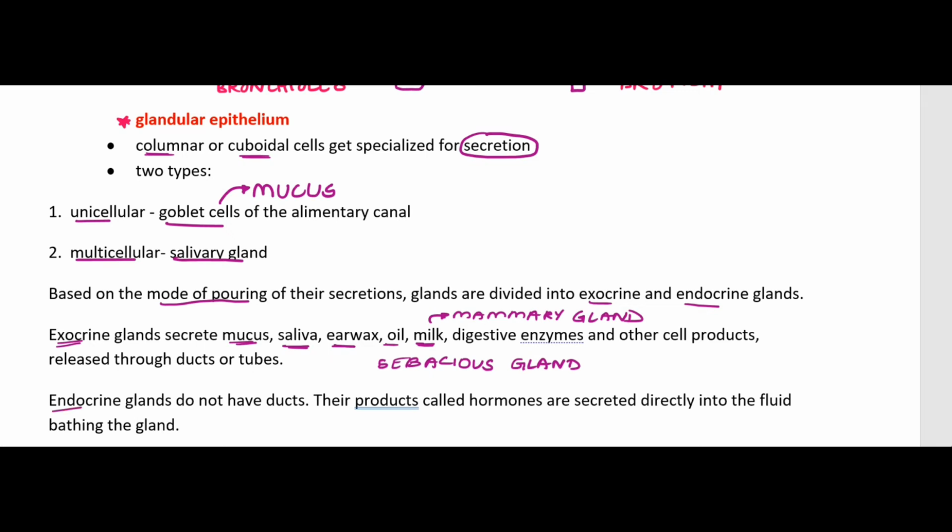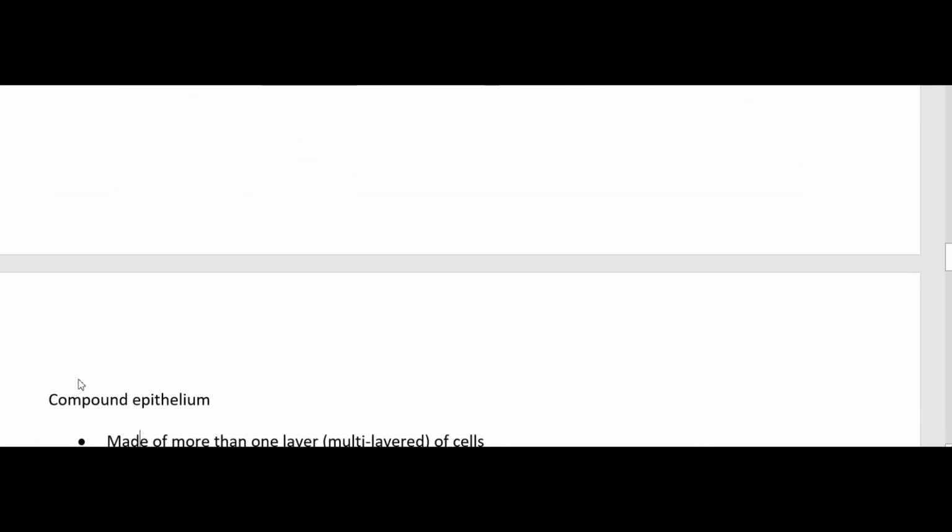Whereas endocrine glands are ductless glands, and the products of these glands are called hormones. Since they are ductless, they are secreted directly into the surrounding fluid. Okay. Next, we have completed all types of simple epithelium.